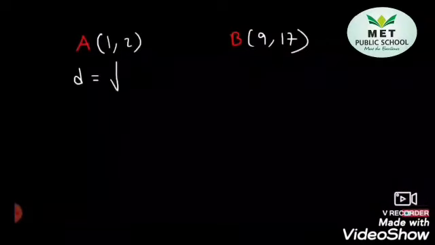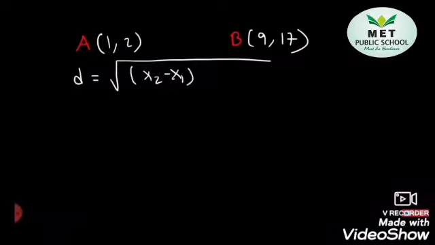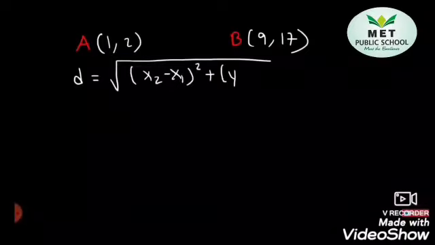So here you are given 2 points with the coordinates A (1, 2) and B (9, 17). You are asked to find the distance between these 2 points. First step is you have to write the formula. Distance is equal to square root of (x2 minus x1) whole square plus (y2 minus y1) whole square.